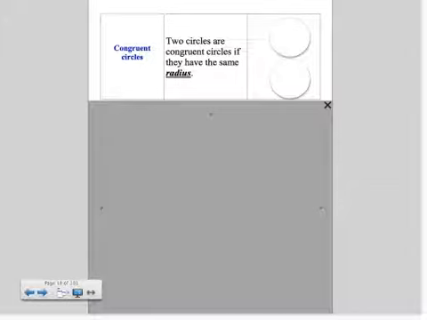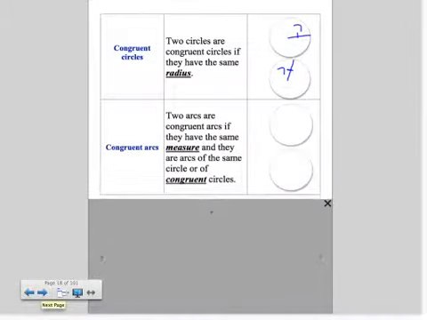Congruent circles: two circles are congruent if they have the same radius. I could do it a variety of ways, but if I just mark them like this, those are congruent. Those two circles have to be congruent. I could tell you that this radius is 7 and that's 7. That also tells you that they're congruent circles. So again, congruent circles have the same radius.